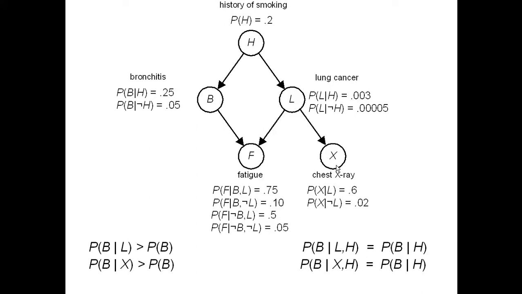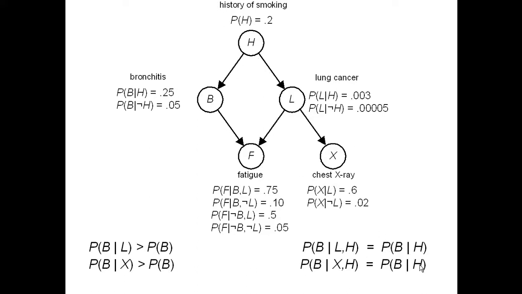The probability of bronchitis, I mentioned this before, and this surprises some people when they first see it, goes up if there's a positive chest x-ray. Because the chest x-ray makes lung cancer more probable, which makes smoking more probable, which makes bronchitis more probable. But once I know this person smokes, they have a fixed probability of bronchitis.